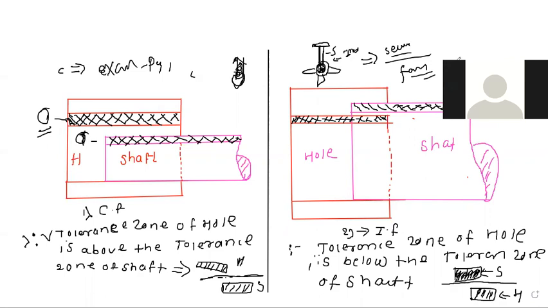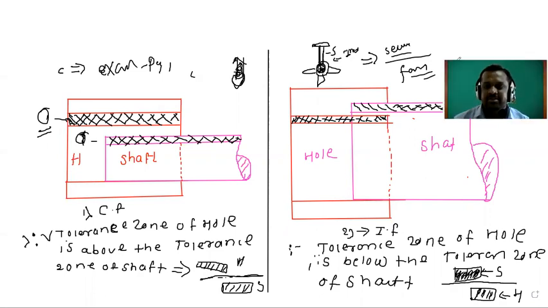Okay, those two fits are clear, clearance fit and interference fit. Then tell me what will be the condition for the transition fit. How will both zones be in the transition fit? The tolerance zone of the hole and the tolerance zone of the shaft will overlap each other. It is called as the transition fit. Okay, that point we will discuss later. Okay, so thank you.